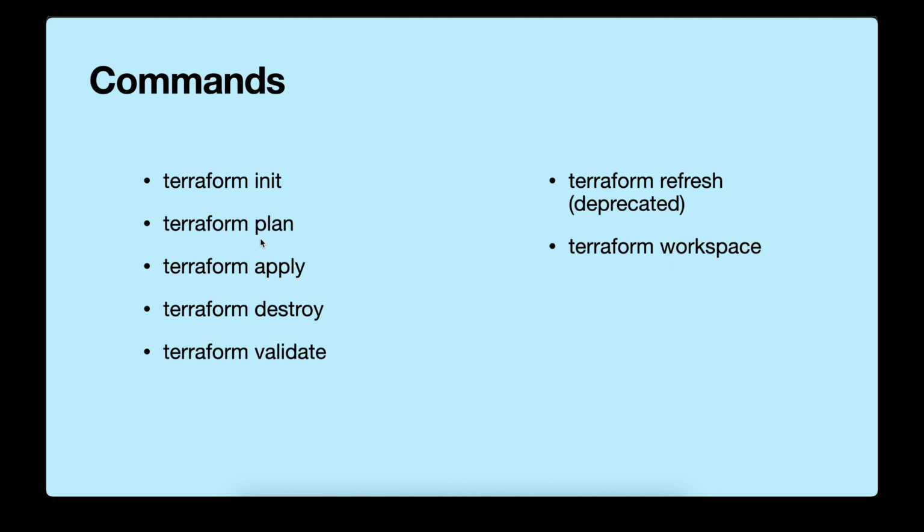Workspace. This command manages workspaces in a Terraform project. Workspaces allow you to work on different environments such as development, staging, and production in the same project. Terraform output. This command prints the output of the Terraform plan. It can be used to see the values of variables and resources that were created or updated by Terraform.